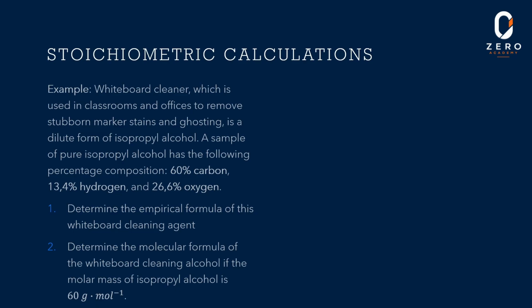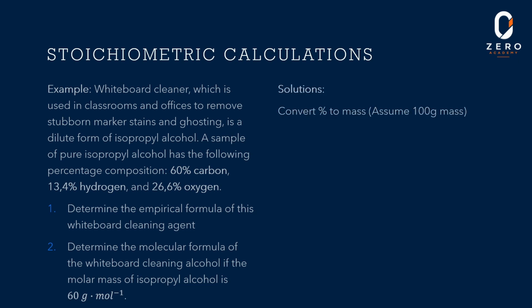Now let's take a look at an example. A whiteboard cleaner, which is used in classrooms and offices to remove stubborn marker stains and ghosting, is a dilute form of isopropyl alcohol. A sample of pure isopropyl alcohol has the following percentage compositions: 60% carbon, 13.4% hydrogen, and 26.6% oxygen. 1. Determine the empirical formula of this whiteboard cleaning agent. 2. Determine the molecular formula of the whiteboard cleaning alcohol if the molar mass of isopropyl alcohol is 60 grams per mole. Let's take a look at the solutions.